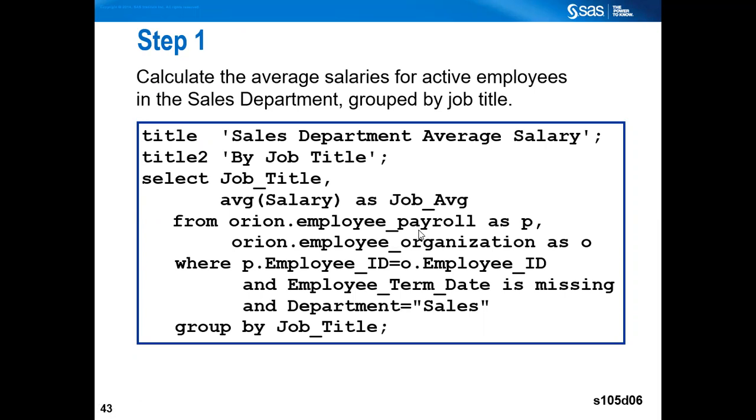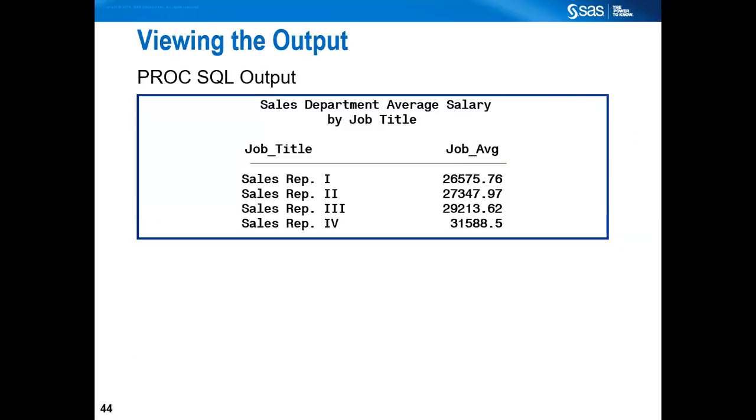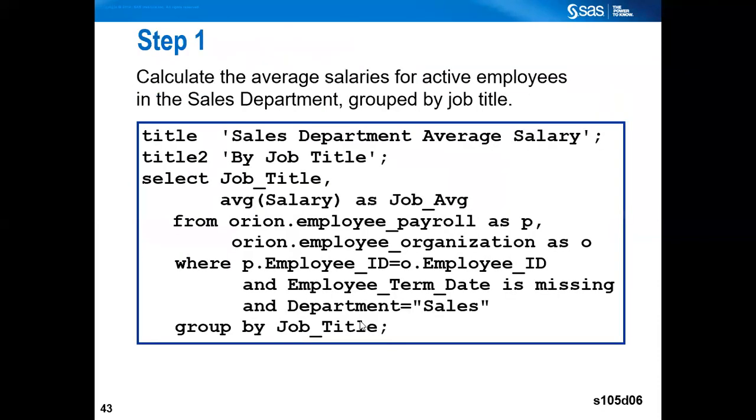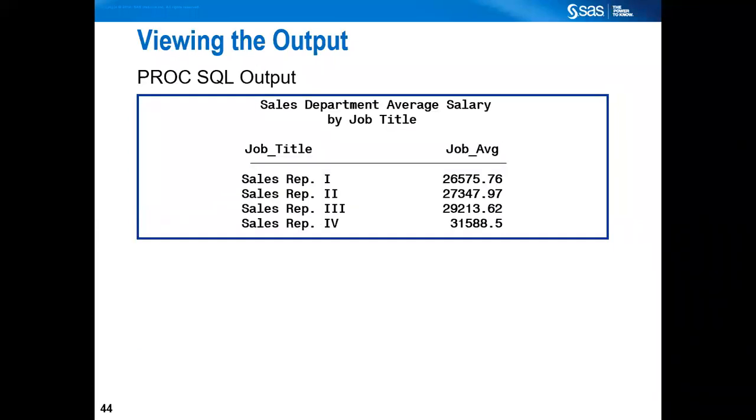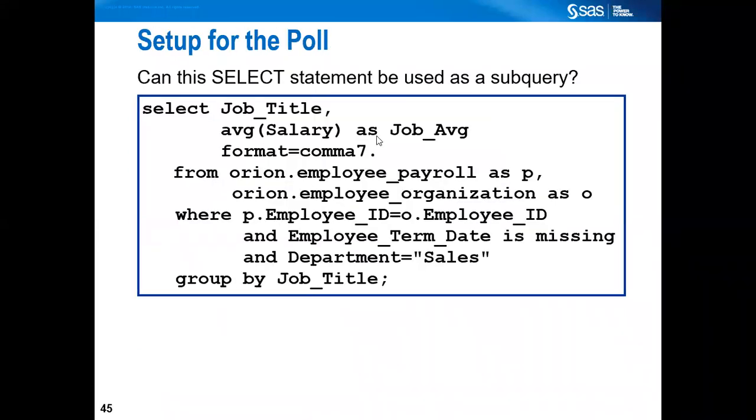Okay, so this is what we get with the first step output, which is average salaries for each job title for only the sales department. That is why we had used department is sales. All right. Next thing what we have to do now, it's telling setup for the poll. Now question is, can this select statement be used as a subquery?